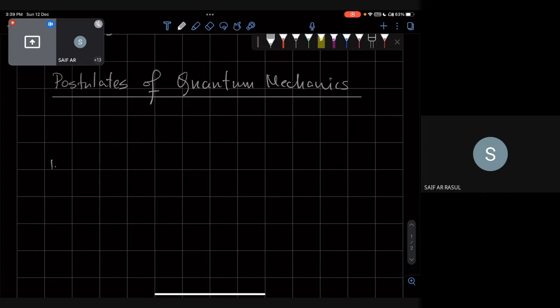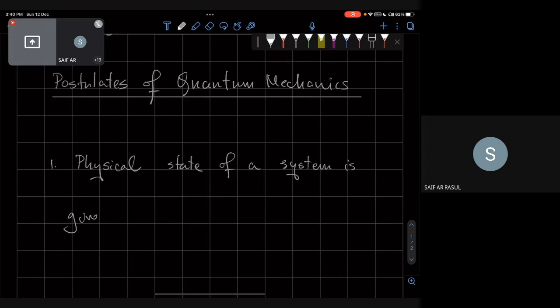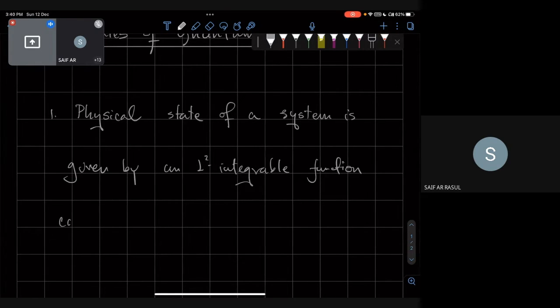Okay, so number one is that the physical state of a system is given by an L2 integrable function called the wave function psi, which is a function of space and time.